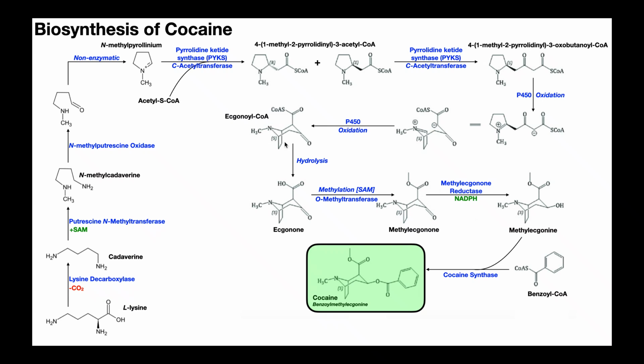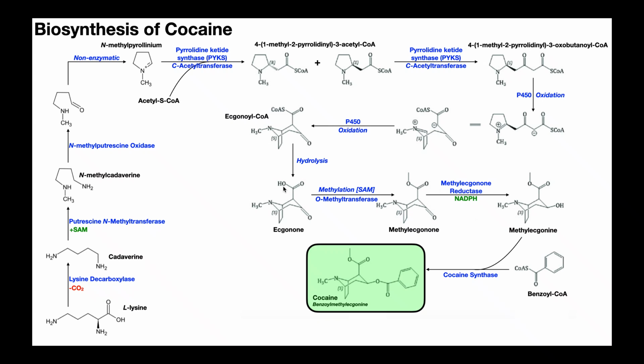Now we have the ecgonine backbone, and we're simply going to do some transformations to it to form cocaine, which, by the way, has the technical name benzoyl methyl ecgonine. So once we have the cocaine base structure right here, we're going to have a hydrolysis reaction by a hydrolase that's unnamed, and it's going to remove this coenzyme A group. Coenzyme A floats away, and now you have a carboxylic acid right here.